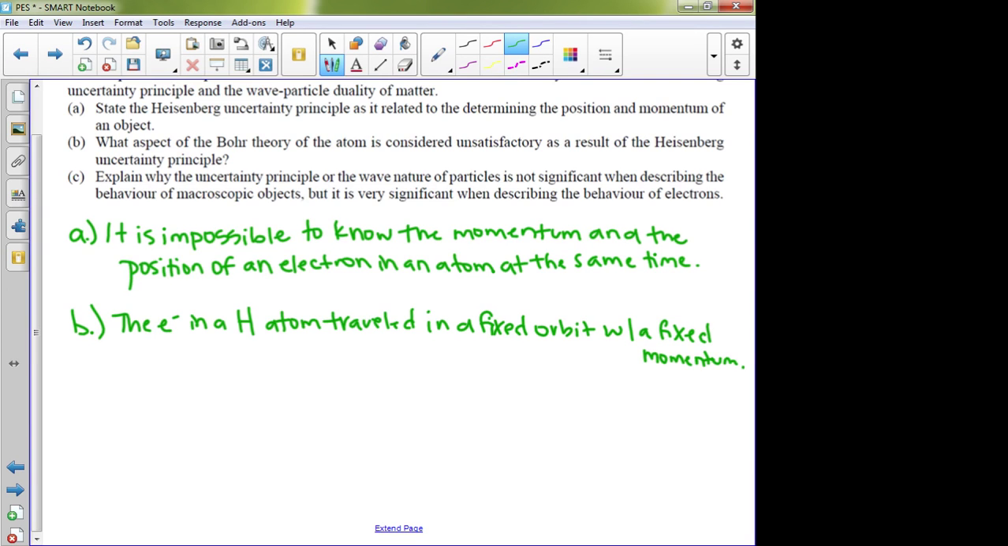So, how does that violate the Heisenberg uncertainty principle? Because they're not fixed. They're always moving. You can't know both of them. There you go. If it's a fixed orbit with a fixed momentum, can I know the position and the momentum at the same time? Yes. So that's how it violates the principle. Because if we go by that, then we could say, well, then in a hydrogen atom, I can know the position and the momentum.